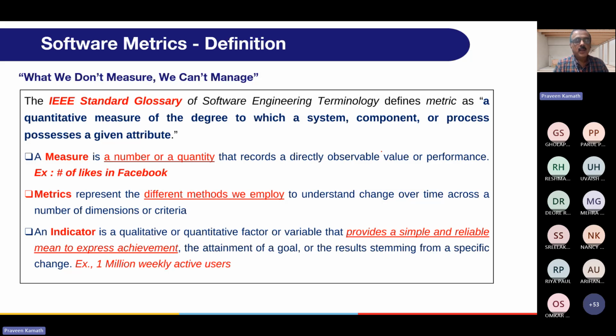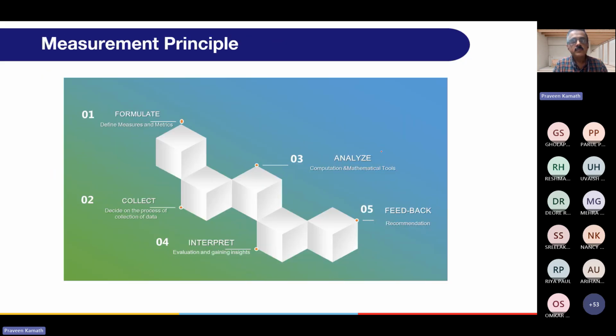Metrics represent the different methods we employ to understand change over time across a number of dimensions or criteria. An indicator is a qualitative or quantitative factor or variable that provides a simple and reliable means to express achievement and the attainment of a goal or the results stemming from a specific change. Example, 1 million weekly active users.